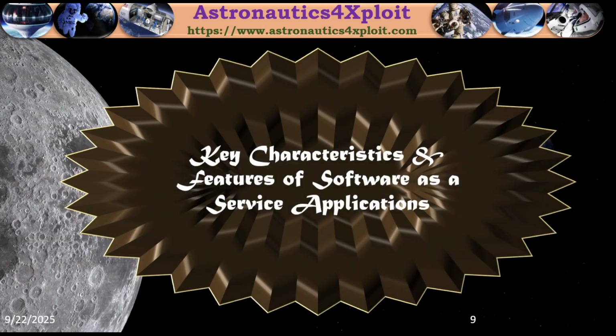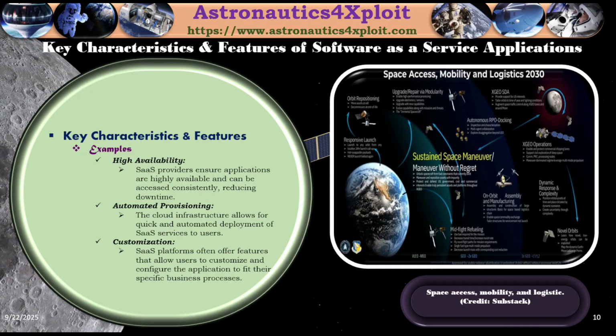Key characteristics and features of software as a service applications. High availability. SaaS providers ensure applications are highly available and can be accessed consistently, reducing downtime. Automated provisioning. The cloud infrastructure allows for quick and automated deployment of SaaS services to users. Customization. SaaS platforms often offer features that allow users to customize and configure applications to fit their specific business processes. The picture here illustrates space access, mobility, and logistics principles.